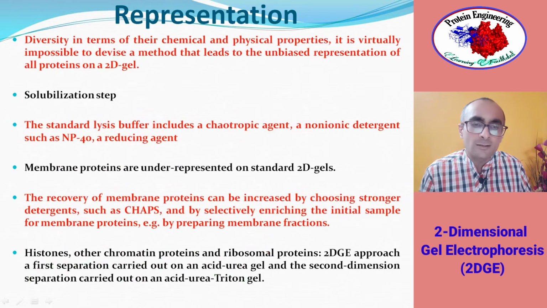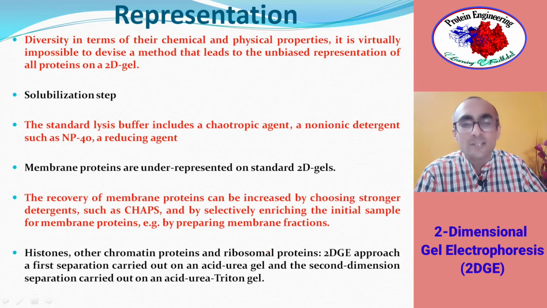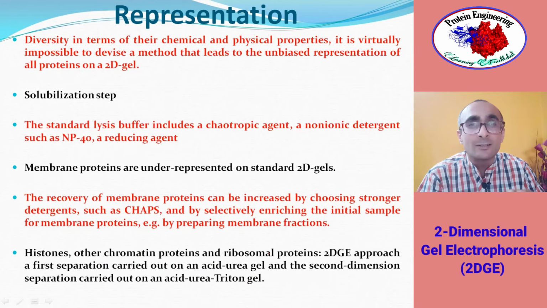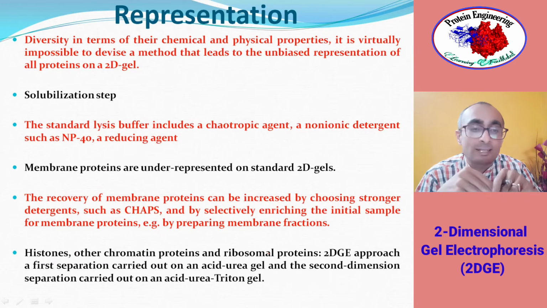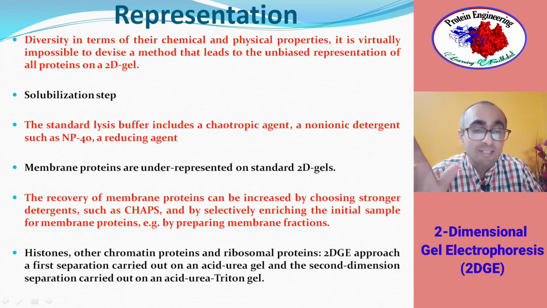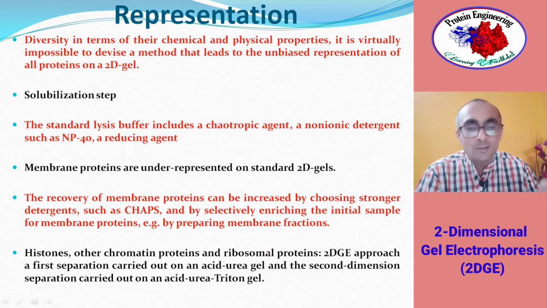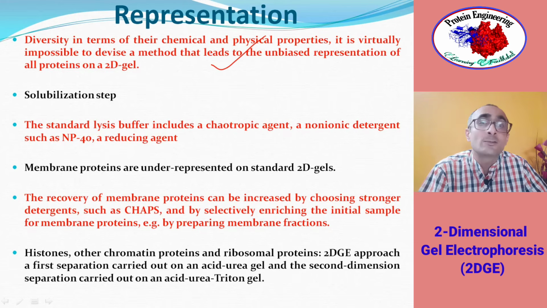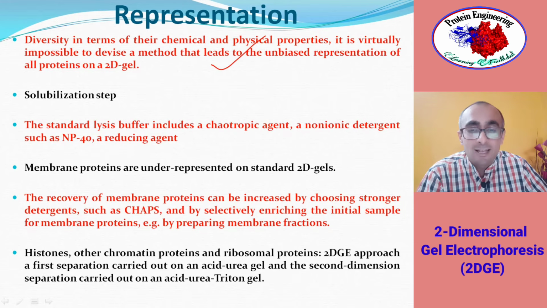Then another issue in 2DGE is representation. You are running thousands of proteins here, the entire proteome, and all the proteins have a great diversity in their chemical and physical natures. So it's not possible to have a single buffer to solubilize them, and that's why all the proteins present in the cell, in the proteome, are not represented by 2DGE. You need a different strategy to look at the different types of proteins.